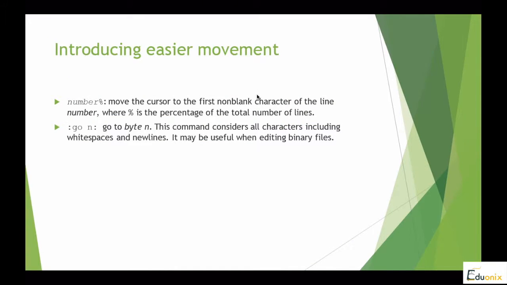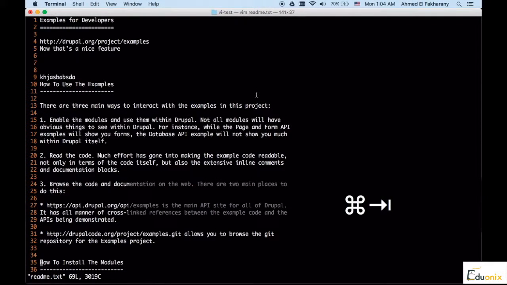The other feature we have is that you can go to a specific byte in the file. If you use :go followed by a number of bytes, for example 20, we have moved to byte number 20 here. Let's do that again. For example, :go 300. The cursor is at this character, which is exactly 300 bytes from the beginning of the file. And when I say byte, Vi or Vim is referring to each and every character in the file, including new lines and white spaces.